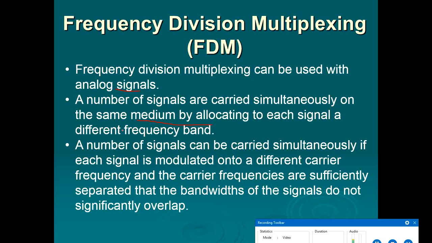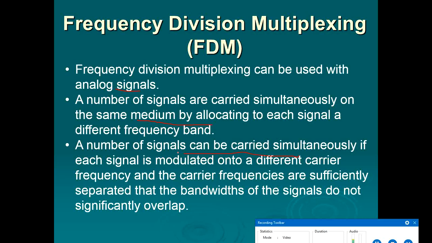So the most important point over here is that the signals are transmitted over the shared medium and each signal is given a different frequency band. A number of signals can be carried simultaneously if each signal is modulated on a different carrier frequency and the carrier frequencies are sufficiently separated so that the bandwidths of the signals do not significantly overlap. So in this case, many signals can be carried simultaneously, and each signal has a different frequency and the carrier frequencies are separated.